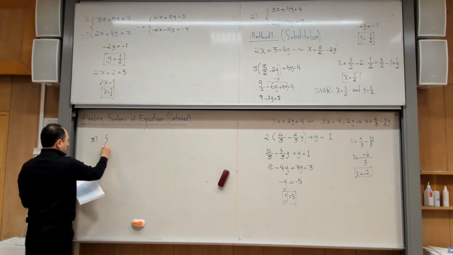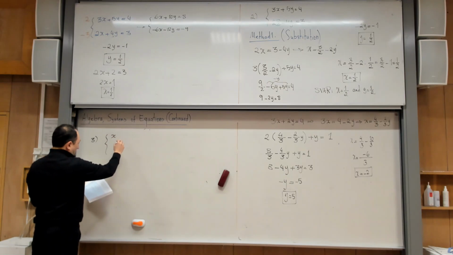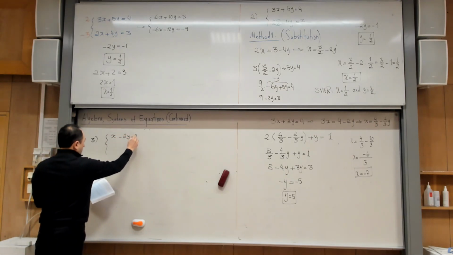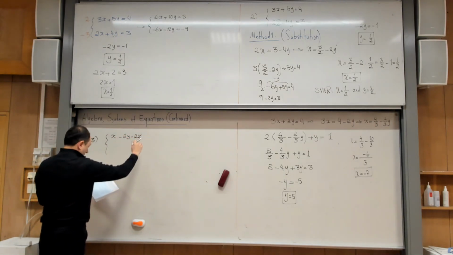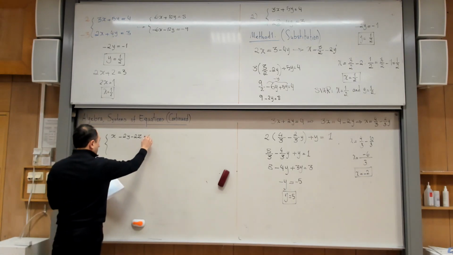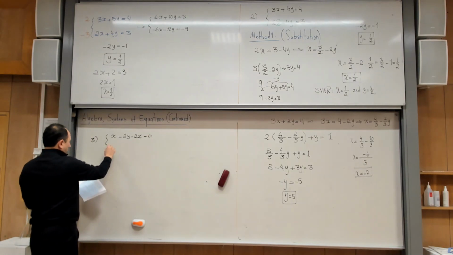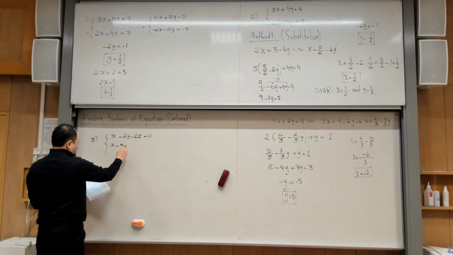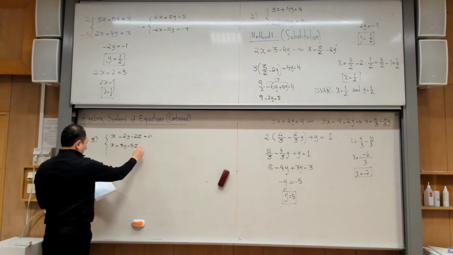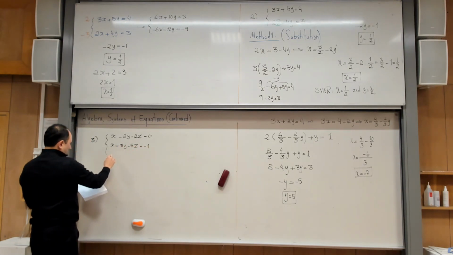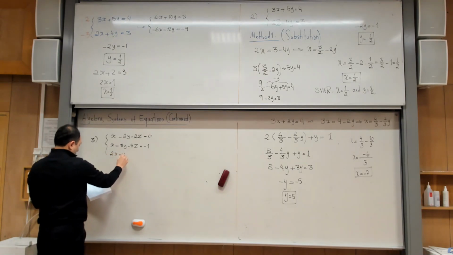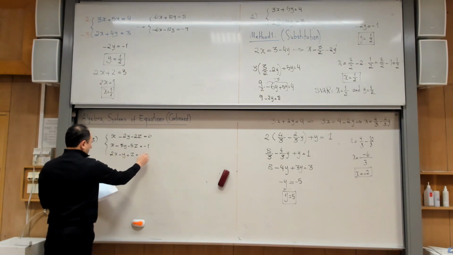It's x minus 2y minus 2z equal to 0, and then I have x minus 3y minus 5z equals to minus 1, and then I have 2x minus y plus z equals to minus 5.